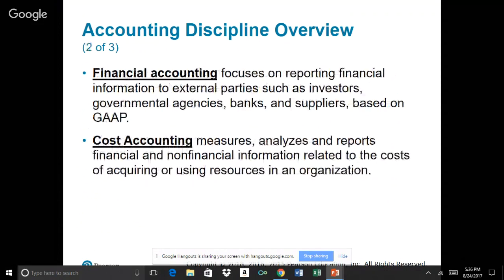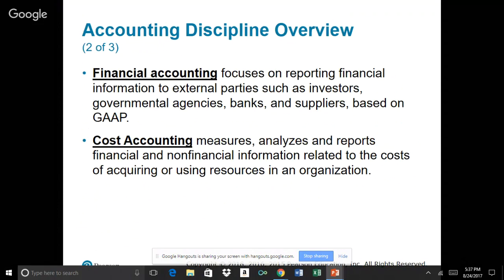As I said, financial accounting focuses on reporting financial information to external parties such as investors, governmental agencies, banks, and suppliers, and it's always based on GAAP. Whereas cost accounting measures, analyzes, and reports financial and non-financial information related to the cost of acquiring or using resources in the organization. And that's going to be internal.